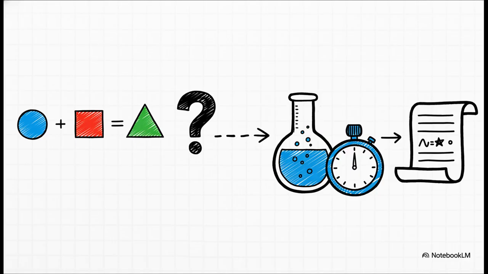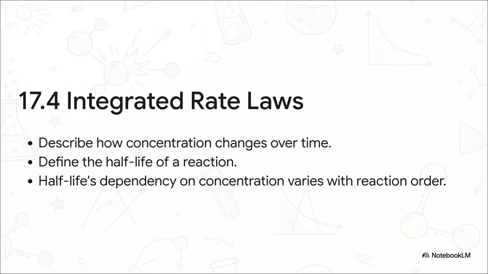So building on those rate laws, Section 4 brings us to the integrated rate laws, that table of equations we saw a minute ago. These are what let us go from knowing the rate right now to predicting the concentration at any point in the future. And this is also where that whole idea of half-life becomes incredibly handy.